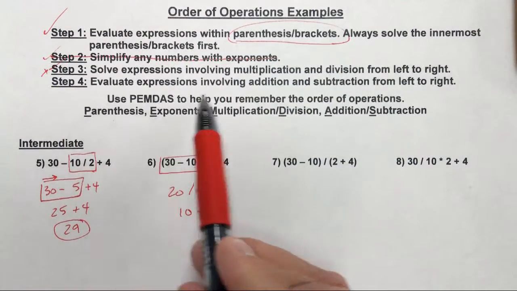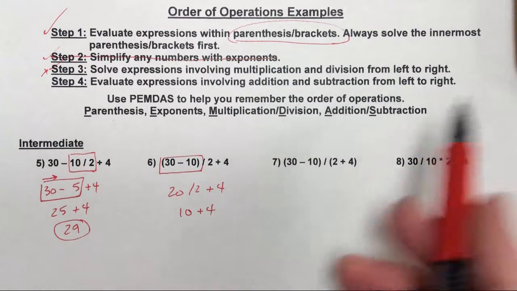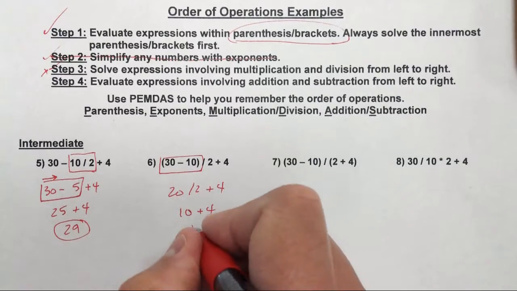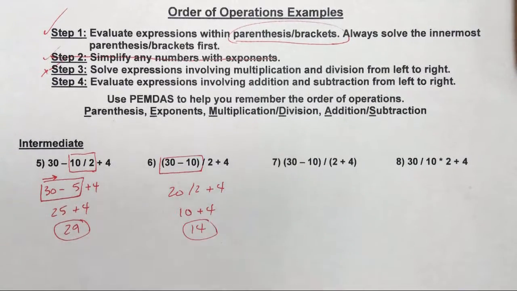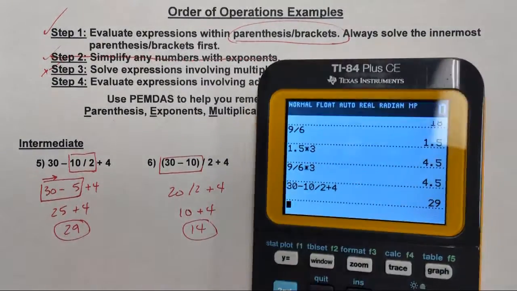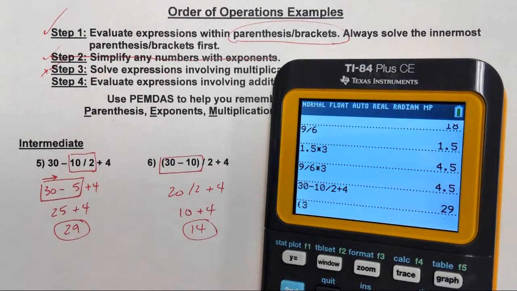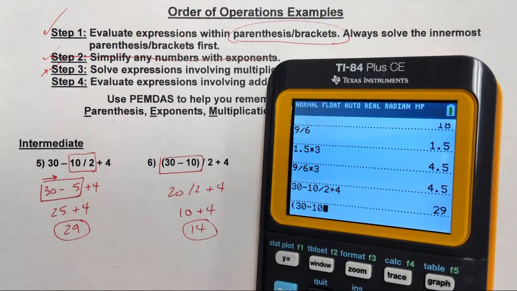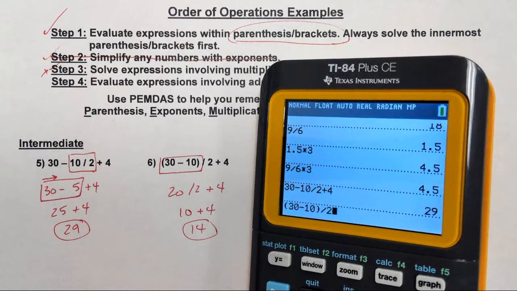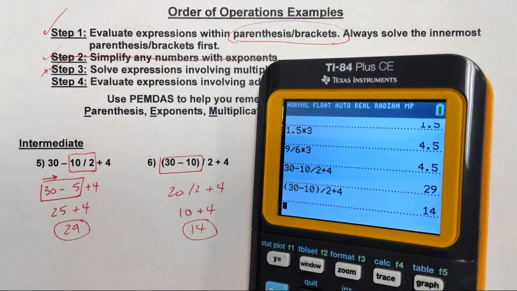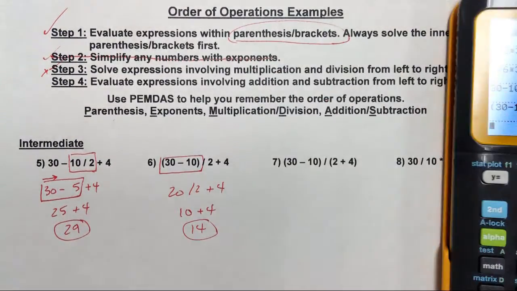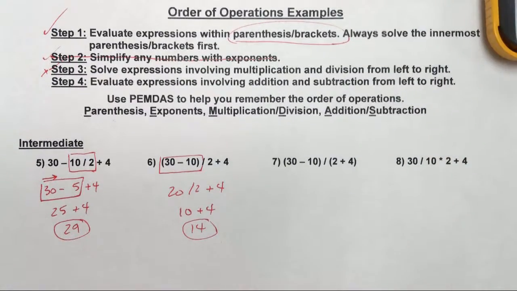Step 4 says evaluate expressions involving addition or subtraction from left to right. Well, there's only one thing left to do. It's 10 plus 4, and I get 14. And just a way to check my answer, let's plug that whole thing into my calculator exactly as I see it. And I get 14 as well, so I know for sure I did this correctly. So that makes me happy.